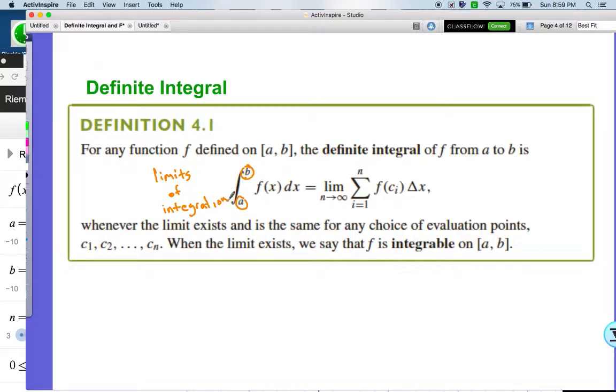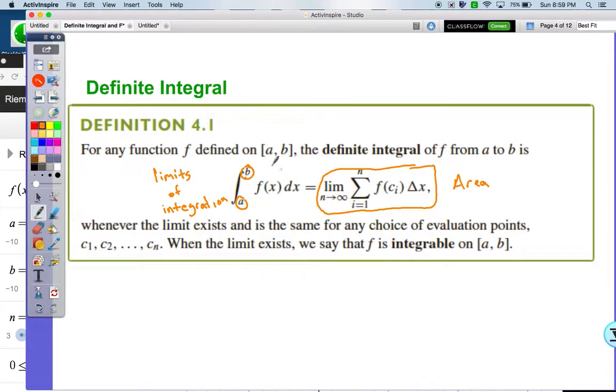Those are left and right endpoints. Basically what this is doing is finding the area under the curve, because this limit and sigma expression is the area between the curve and the x-axis. That is what it means when we have the integral symbol.